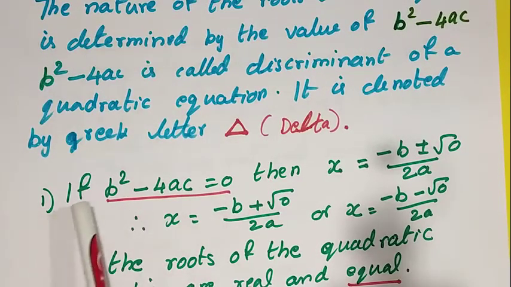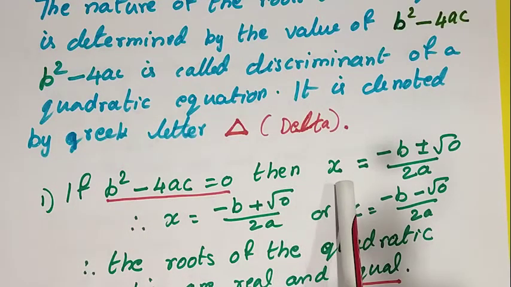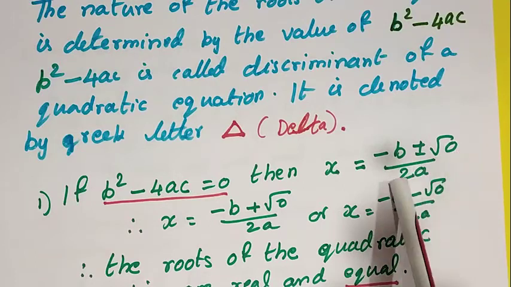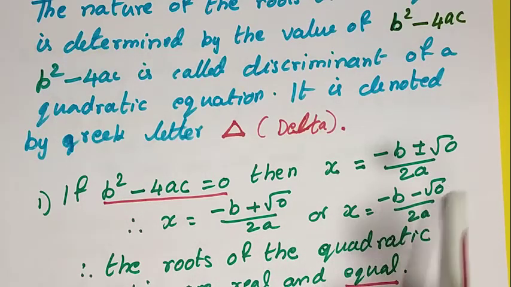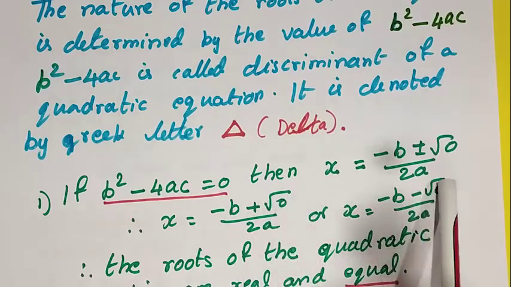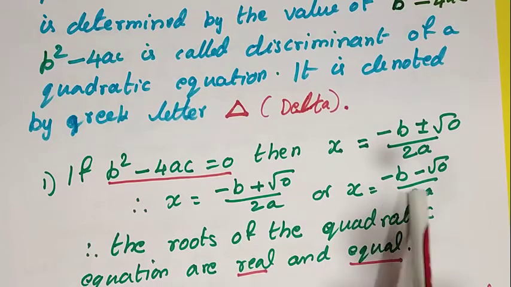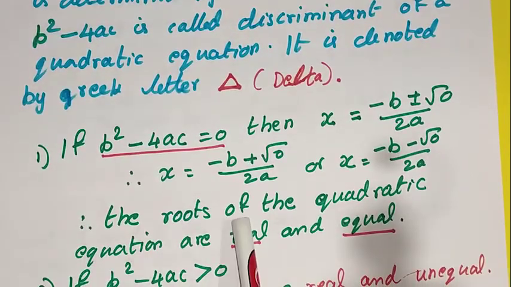The first condition: if b square minus 4ac is equal to 0, then you know how we get this. x is equal to minus b plus or minus root 0 upon 2a. That is, x is equal to minus b plus root of 0 upon 2a, or x is equal to minus b minus root of 0 upon 2a. Root 0 becomes 0 in both. So what is remaining? Minus b upon 2a, and here also minus b upon 2a. That means there is only one solution. Therefore, the roots of the quadratic equation are real and equal.